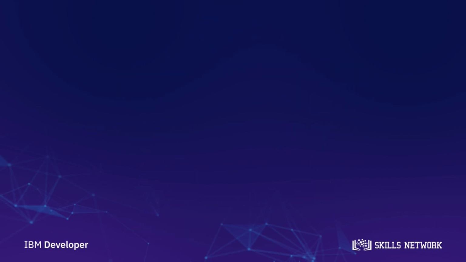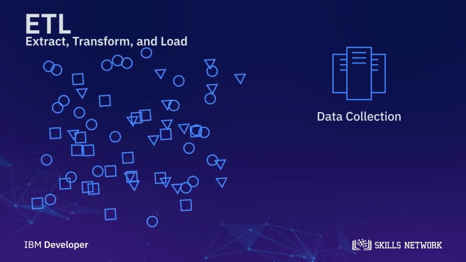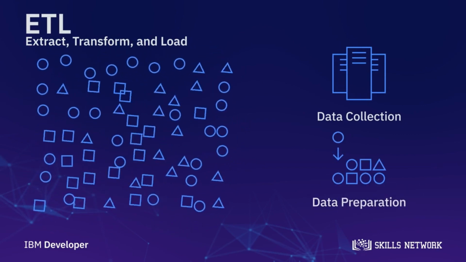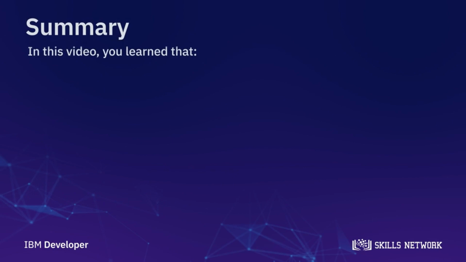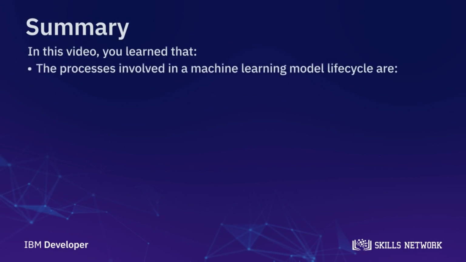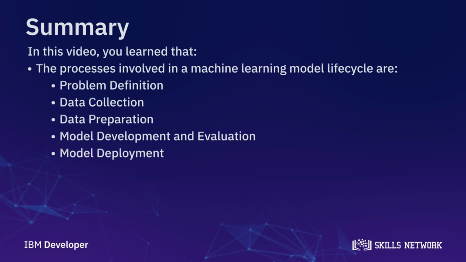Data collection and preparation is called the extract, transform, and load, or ETL process. The ETL process involves collecting data from various sources, then cleaning, transforming, and storing it into a new single place. The data is then accessible to the machine learning engineer, allowing them to perform tasks like building a machine learning model. In this video, you learned that the processes involved in a machine learning model lifecycle are problem definition, data collection, data preparation, model development and evaluation, and model deployment.